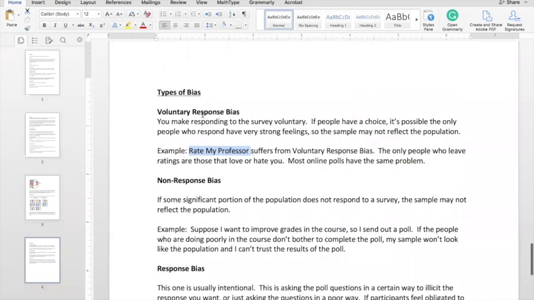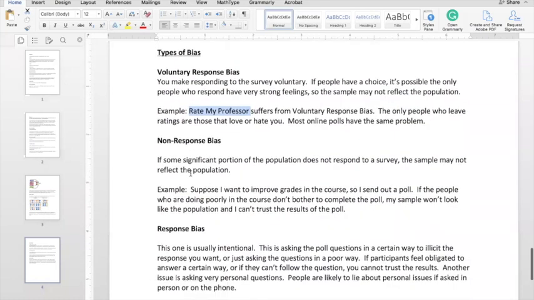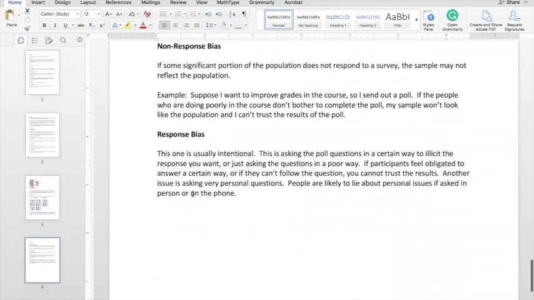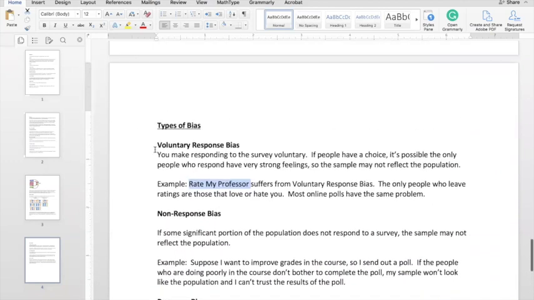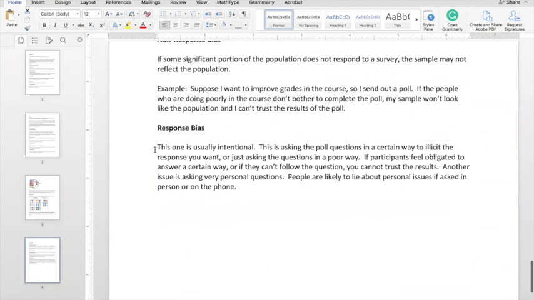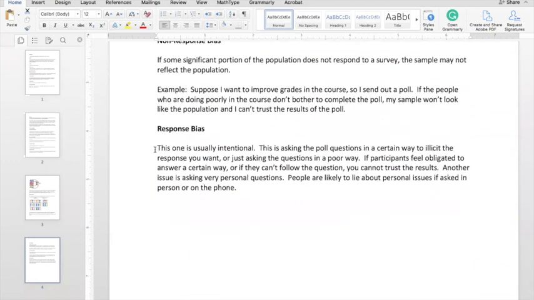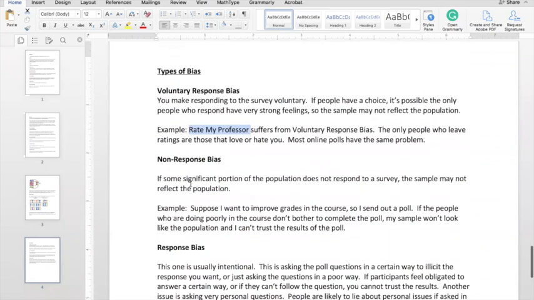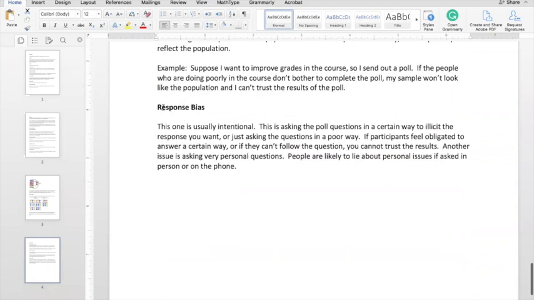Notice these all have the word response in it. I didn't name these. I think that's silly. Response bias is different from these. These are you're asking the wrong people. Response bias is you're asking the wrong questions. This is almost always intentional.